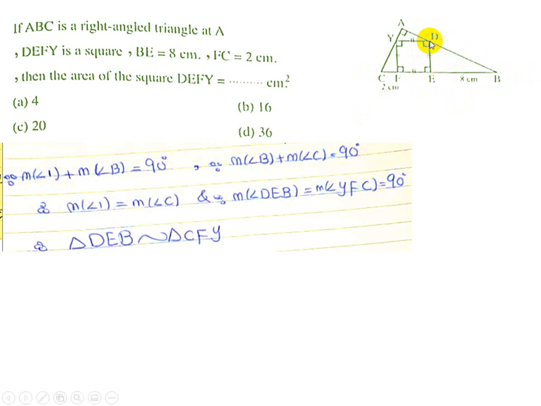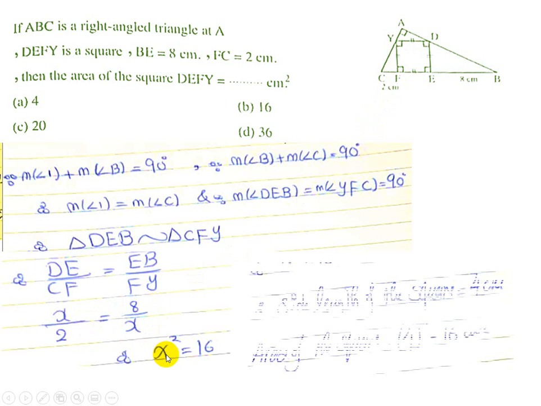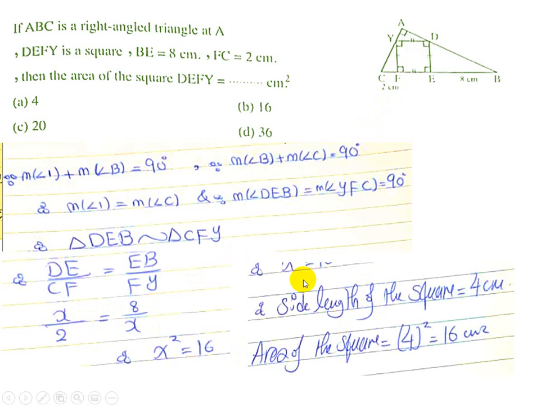And since the measure of angle DEB equals angle YFC equals 90, the two triangles DEB and CFY are similar. Writing the proportional sides: DE over CF, EB over FY. DE is the side length of the square, we call it X, over CF which is 2, equals 8 over FY, the side length of the square, which we call X also. Cross multiplication, so X squared equals 16, which means that X equals 4. So the side length of the square is 4, and the area of the square is side power 2, which means 16 square units or centimeter 2.